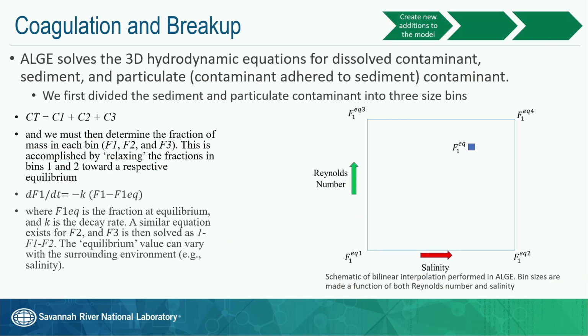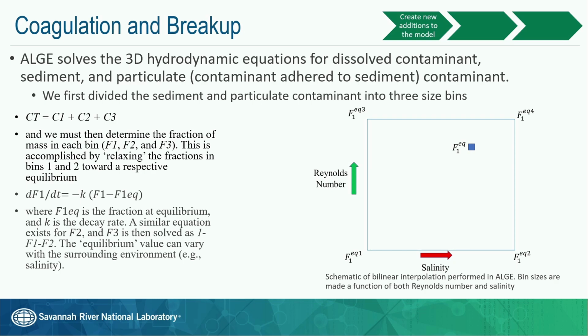To create the addition of coagulation and breakup into ALGAE, we first divided the sediment and particulate contaminant into 3 bins or 3 size ranges. We then determined the fraction of mass for each bin. And once the fraction of mass is determined, we performed a bilinear interpolation based on a range of Reynolds numbers and salinity values. By performing this bilinear interpolation of the fraction of mass for each bin, we can then make sediment and particulate concentrations a function of salinity and turbulence, which are 2 major processes that control coagulation and breakup of sediment.